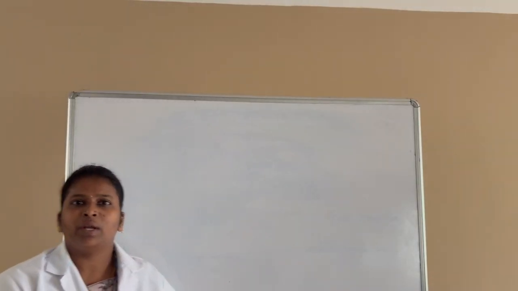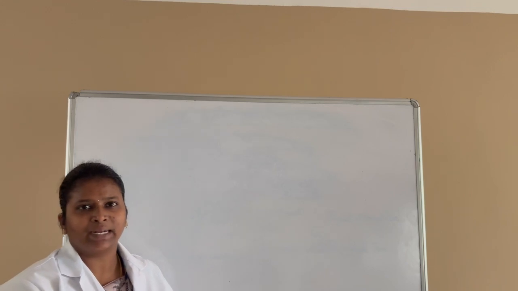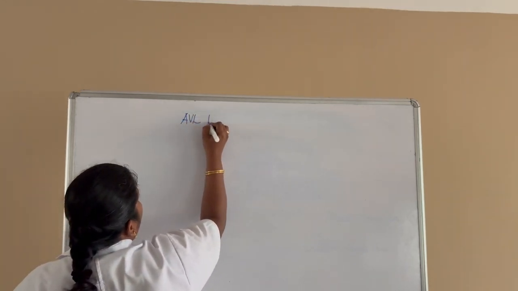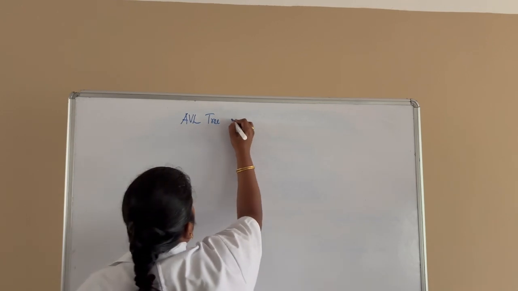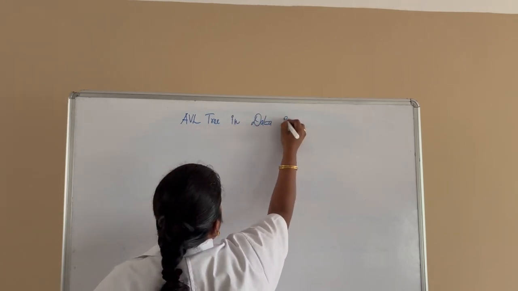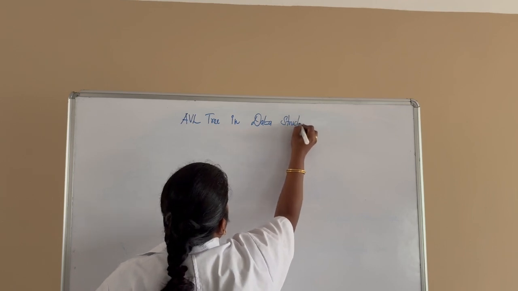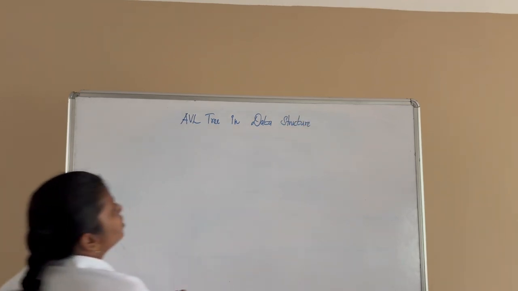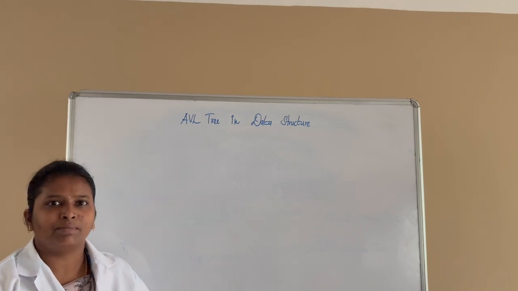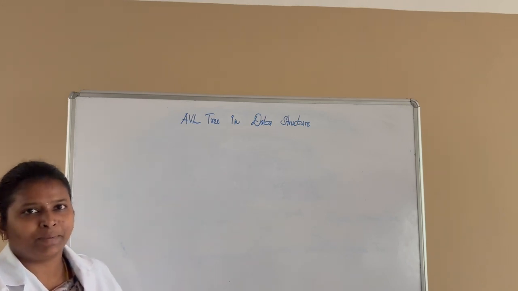Good morning all. We are going to see about AVL tree concept and data structure. So first, what is data structure? Data structure is organizing the element or data in some order, in an efficient manner, so that future accessing will be easier.